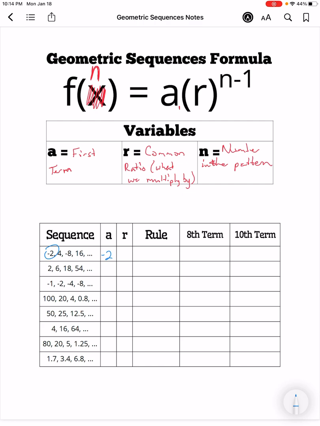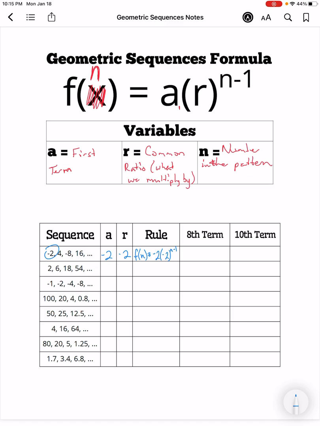And then we want to look at the numbers in the sequence, -2 to 4 to -8 to 16. To get from -2 to 4, I would multiply by -2. Then 4 times -2 is -8, and -8 times -2 is 16. Now to write our rule, we're going to say f of n equals -2 times -2 to the n minus 1.